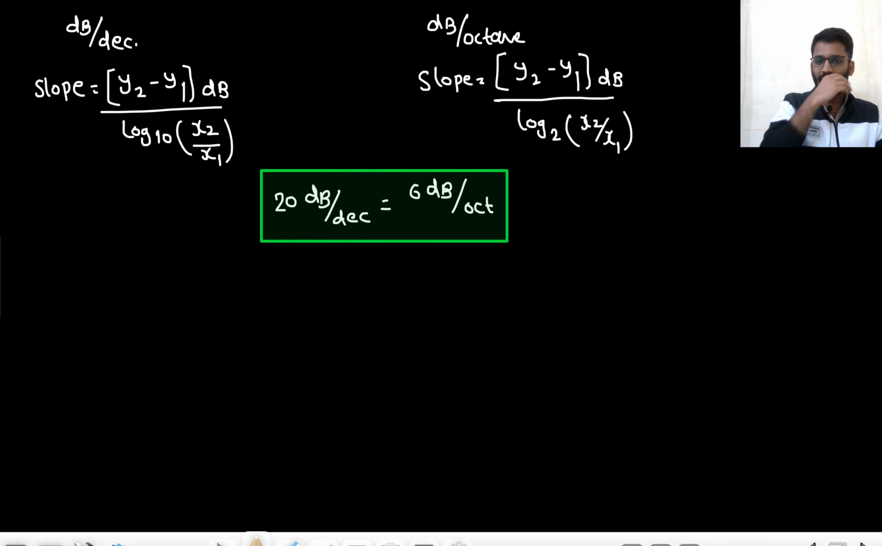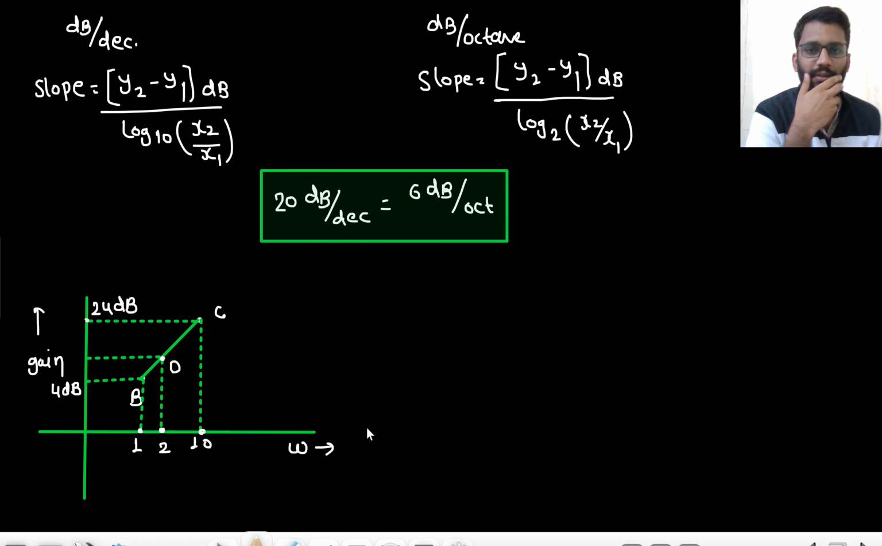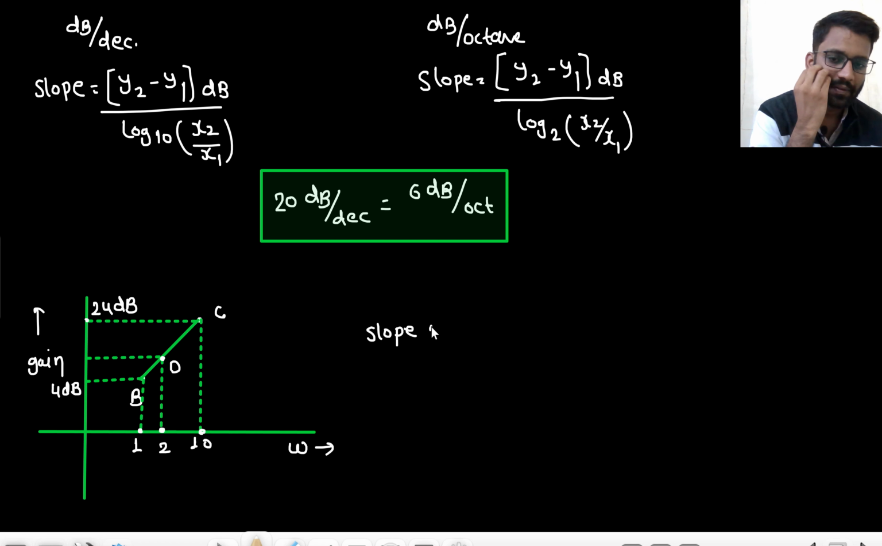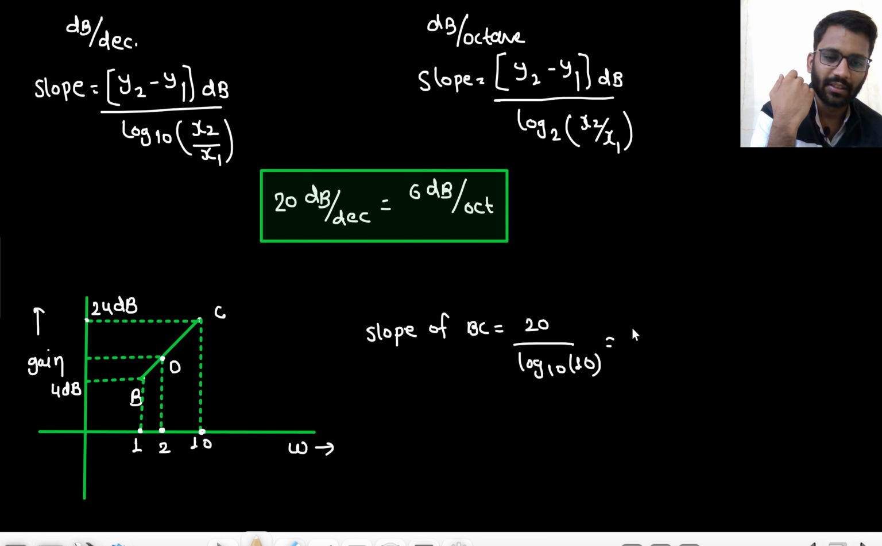I think I will have to take an example for this. Okay, this is the example. Let's find the slope of BC. The slope of BC is y2 minus y1, that means 20 dB, so I will write 20 upon log 10 of x2 by x1, that means 10 by 1. Basically, the slope is 20 dB per decade, right?